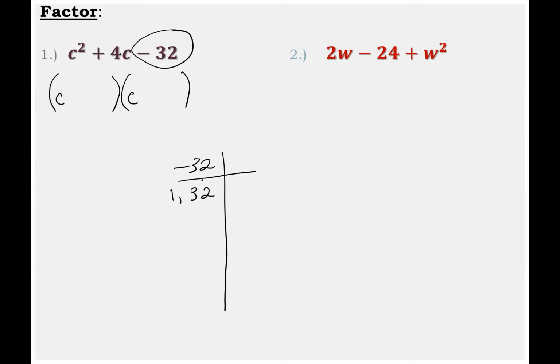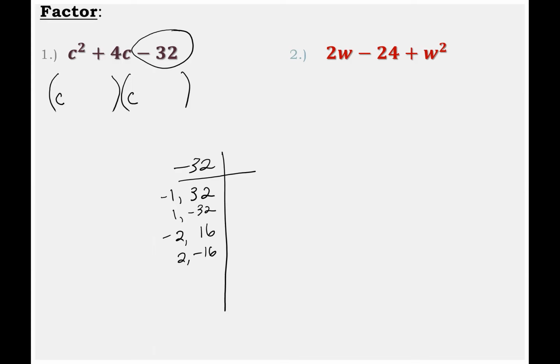Except 1 times 32 is positive 32. So in order for this to work, one of these numbers needs to be negative. Which will it be? Well, let's start with negative 1, which means I also have to consider the other possibility that it could be negative 32. That's what I mean by my list is now doubling. Okay, next we'll do 2 times 16. Could be negative 2 or negative 16, either one.